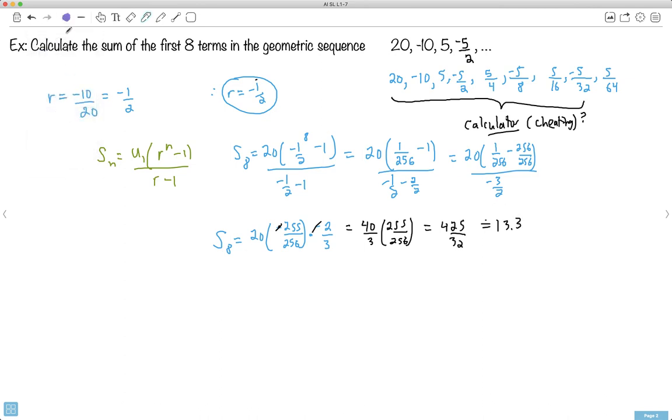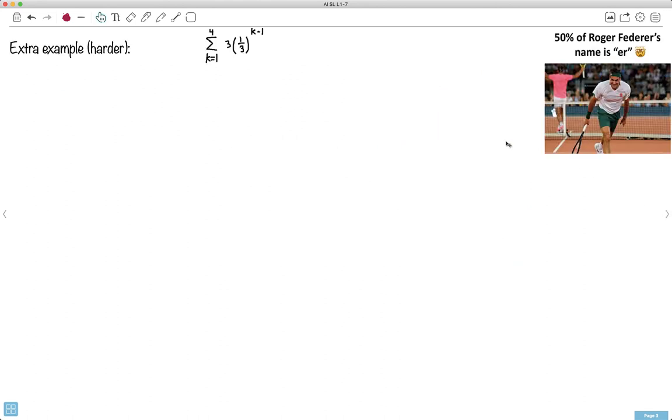So it was pretty long, this example. I think doing it like this was maybe a little bit annoying, but there we go. We at least got an answer. Let's do the next one. It's a little bit harder looking, at least.